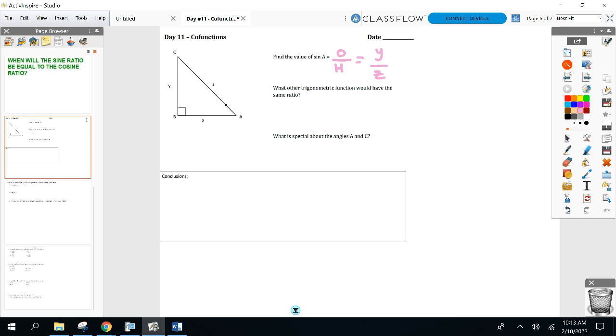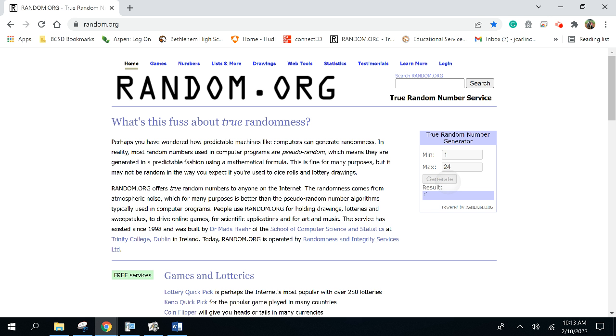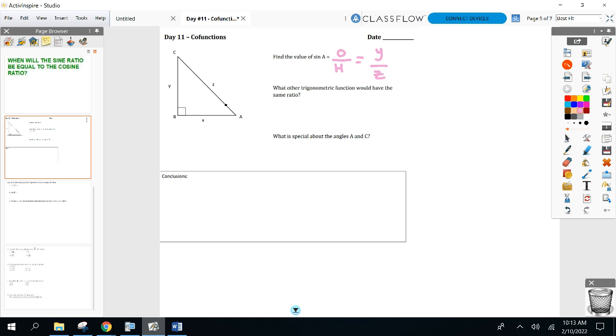And what are you finding? What else is equal to y over z? Cosine C. Cosine C, yeah. Take a look, everyone. Cosine C, that's adjacent over hypotenuse, which would be y over z. Good work.